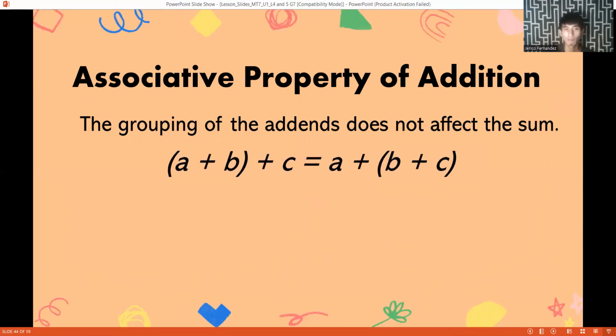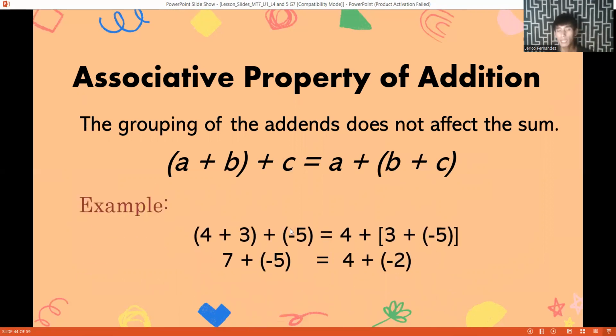Tingnan natin. The quantity A plus B plus C is equal to A plus the quantity B plus C. As you can see, the first group is A plus B. And dun sa kabila, naging B plus C. Hindi daw riyan makaka-apekto sa sum. Tingnan natin.